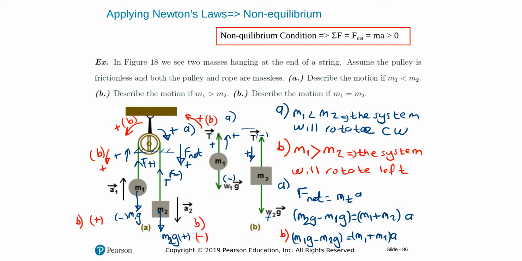Then you apply Fnet is equal to MA to them separately. Fnet 1 is equal to M1A, Fnet 2 is equal to M2A, to solve for tension if you're asked to solve for it. Either one you can use to solve for the tension. And the value of A will be the same as the value we calculated here. The same goes for B, only it will be different. I'm going to take this into red.